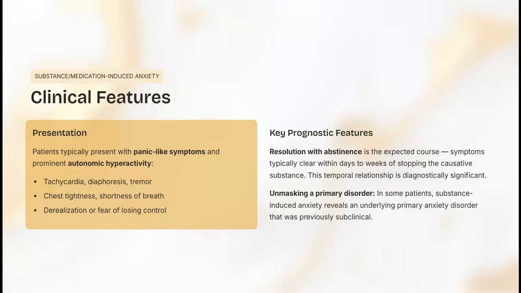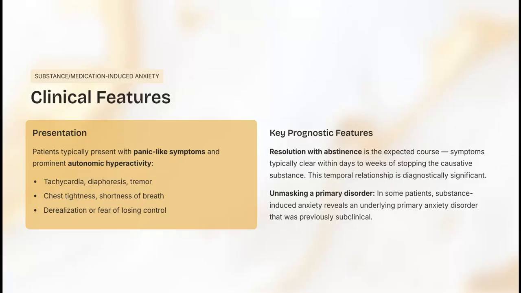So patients who have substance-induced anxiety typically present with panic-like symptoms. They have the tachycardia, they're really sweaty, they have tremors, their chest is tight, they're short of breath, and they feel like they're losing control or there's some derealization. So they present like someone having a panic attack. The key prognostic feature is that the symptoms resolve with abstinence from the causative substance. So if you take it away within days to weeks, they're feeling better. The panic is gone, the anxiety is gone.